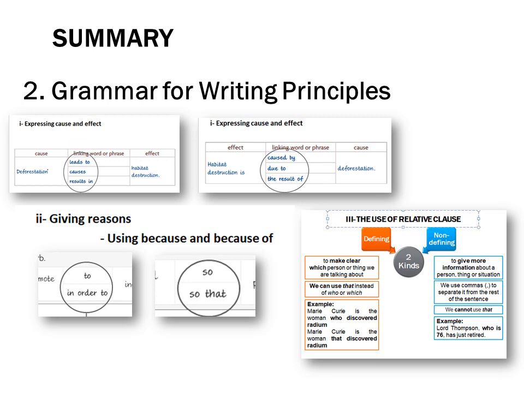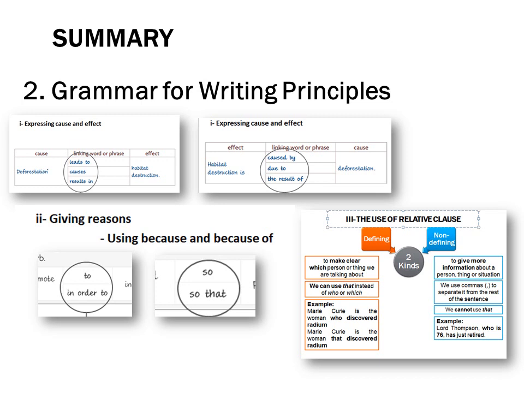We know that we can use who, which, whom, and that. For example, Marie Curie is the woman who discovered radium. Marie Curie is the woman that discovered radium. These are defining clauses. I have defined who Marie Curie is.